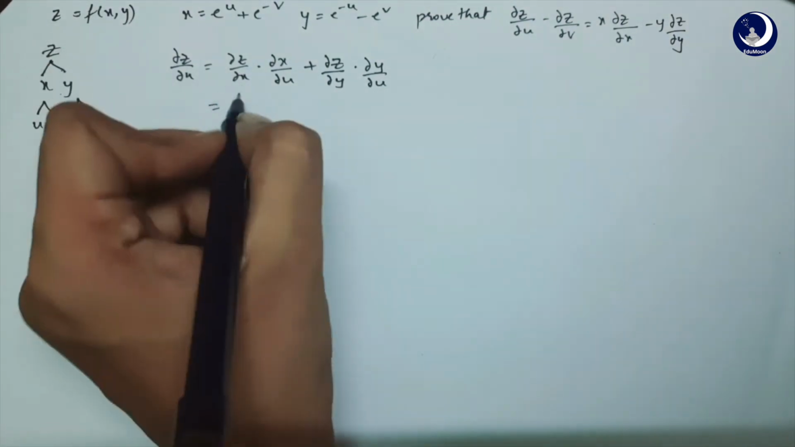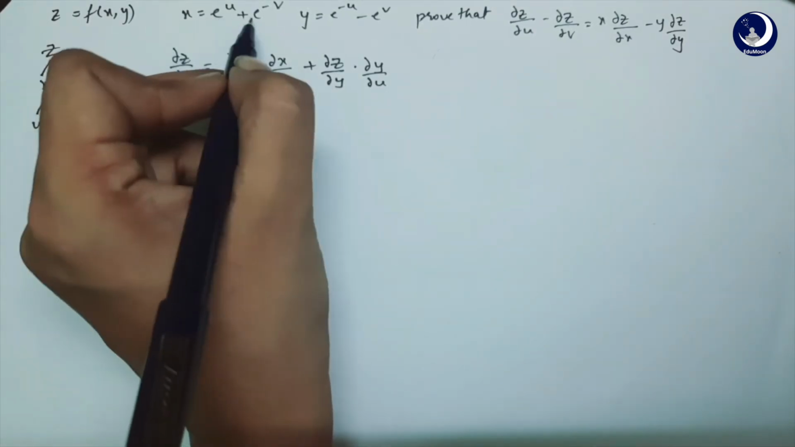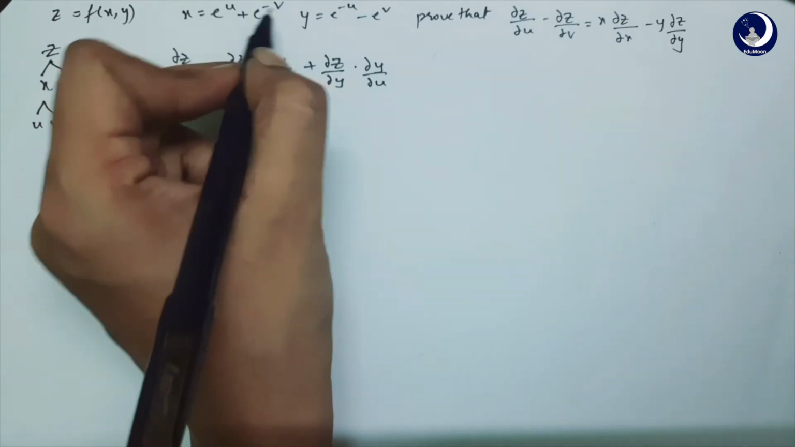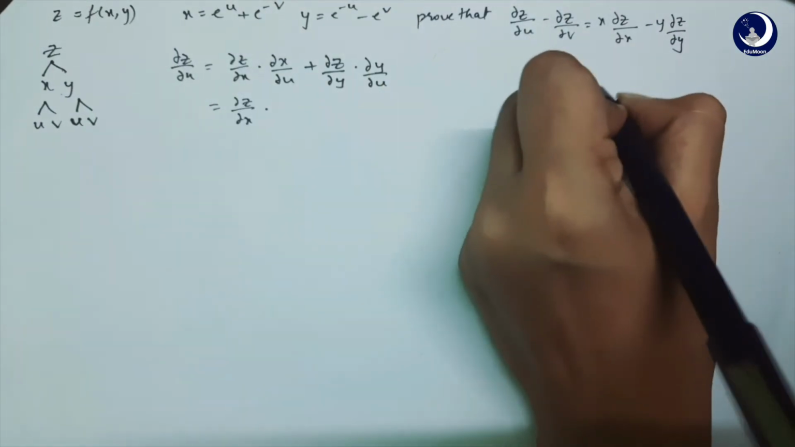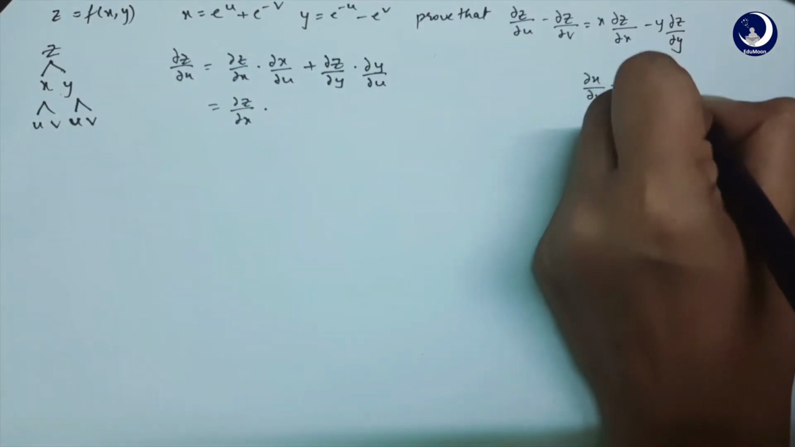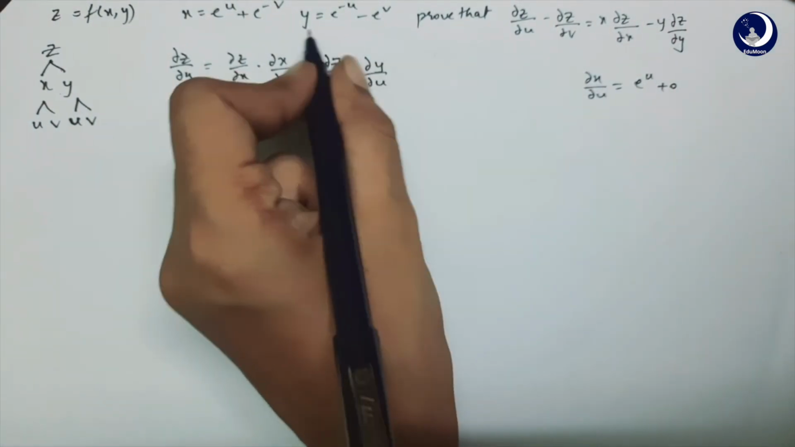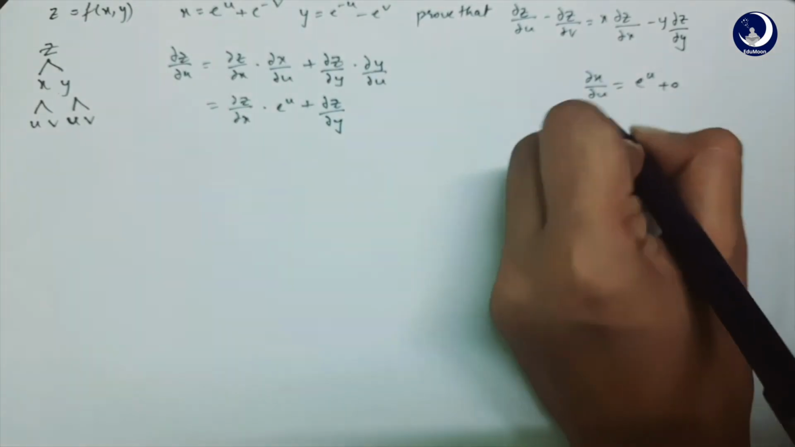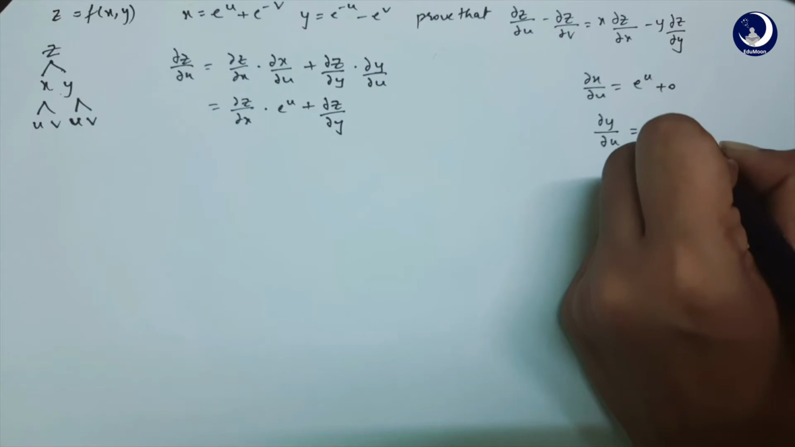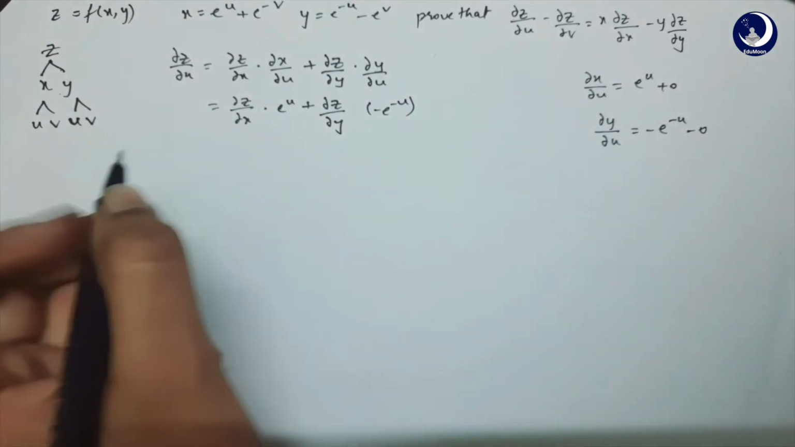∂z/∂x, we don't really have anything to solve there, so we write it as it is. And now differentiate this equation with respect to u. So that would mean v is constant. So differentiating it with respect to u, we get e power u, that is e power u plus 0. So that is e power u plus ∂z/∂y into this equation with respect to u. Differentiation of e power minus u would be minus of e power minus u, minus 0 again. So minus e power minus u, that would be equation 1.